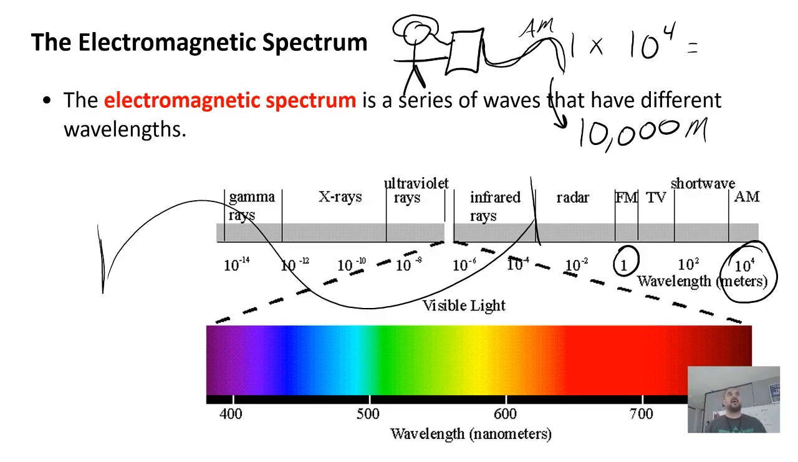In the same time, how many FM waves could you pick up? In the same time you pick up one AM wave, how many FM waves could you pick up? 10,000 is correct. So for every one AM wave you pick up, you could pick up 10,000 FM waves. So when you're listening to FM radio, that's why you get the higher quality music. Your radio is picking up 10,000 packets of data for every one packet of AM data.